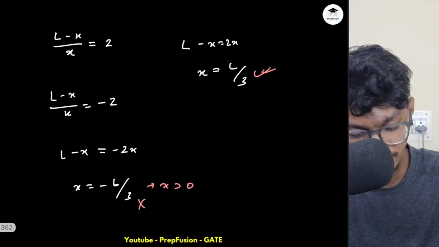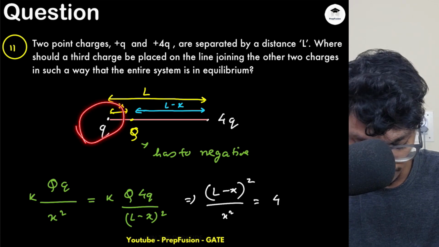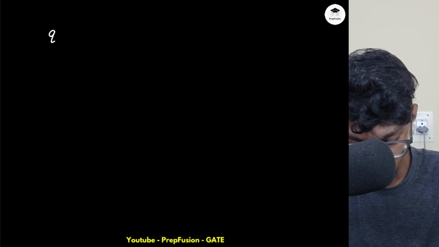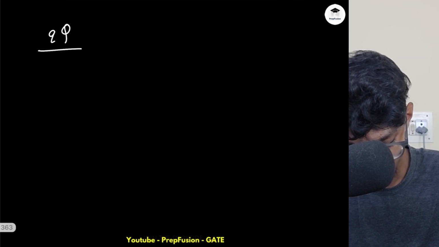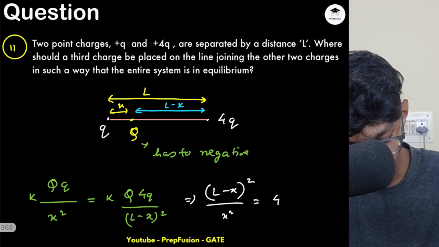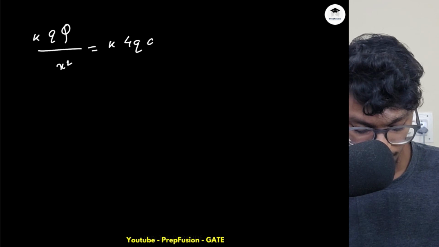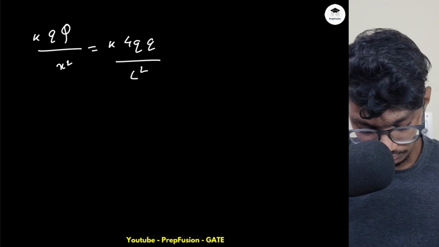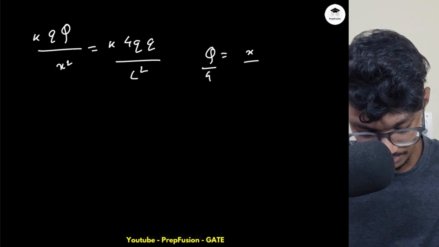Now what will be the value of the charge? The value of the charge also I can determine. How? I know the net force on this Q is 0. So what is the net force on this Q? It is Q into capital Q divided by x square, which should be equal to this force, right? That is k 4Q into Q divided by L square. So capital Q by 4 equals x by L whole square.